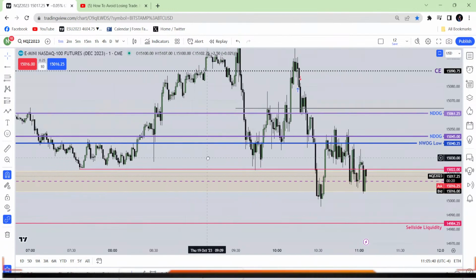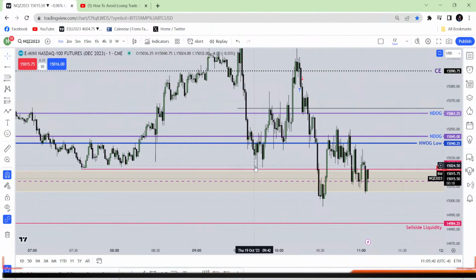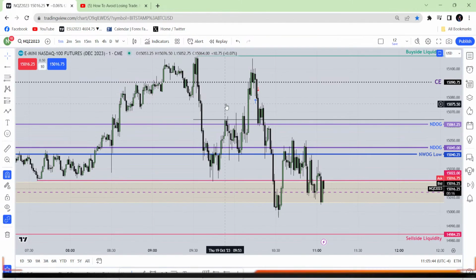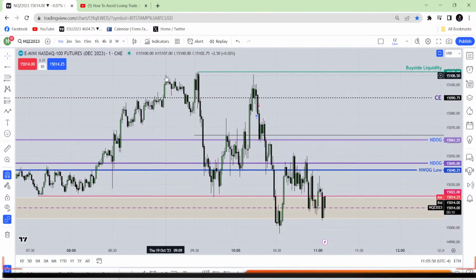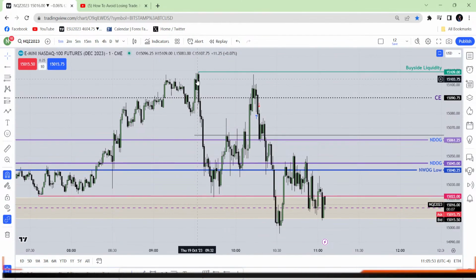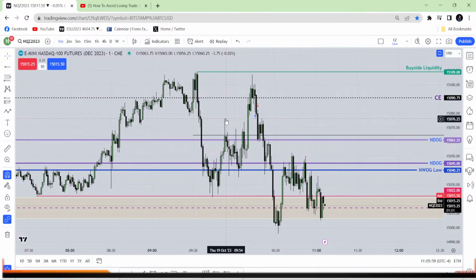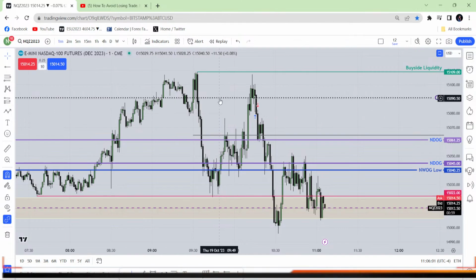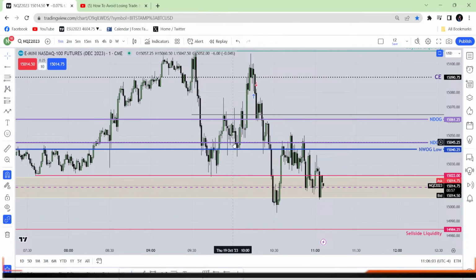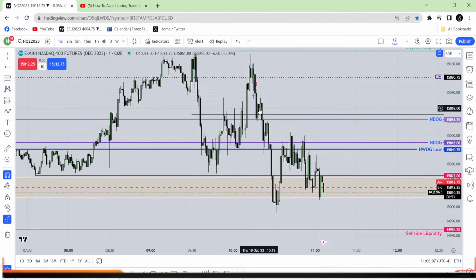Actually, when I saw this clear sell side liquidity, I saw the price went to the consequent encroachment. I took my entry. Before that, there was a very clean buy side liquidity taken and a very nice market structure shift, and I took my entry there. I put my stop loss above this consequent encroachment, thinking the market would go lower and take the sell side liquidity. But it is what it is.